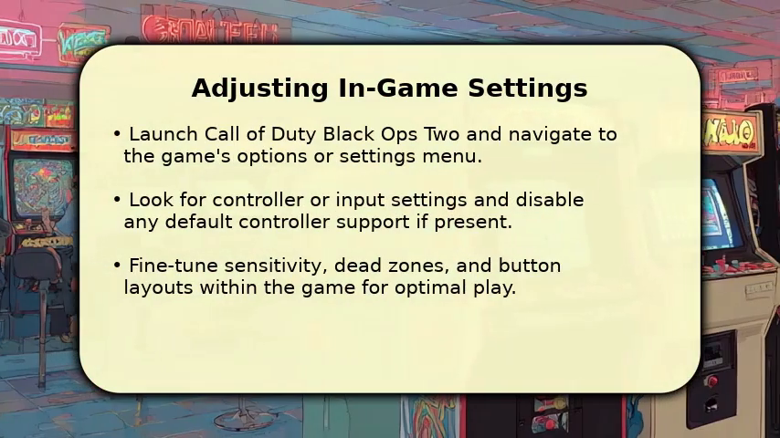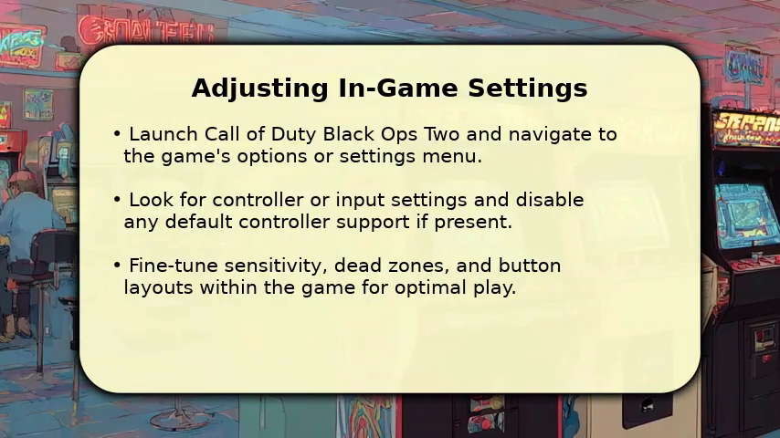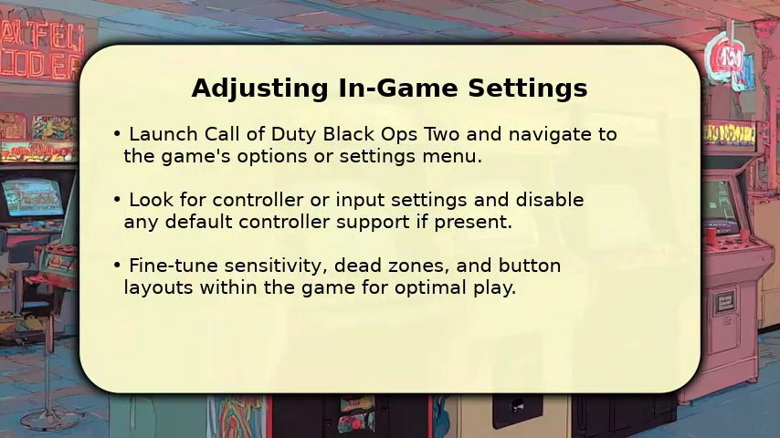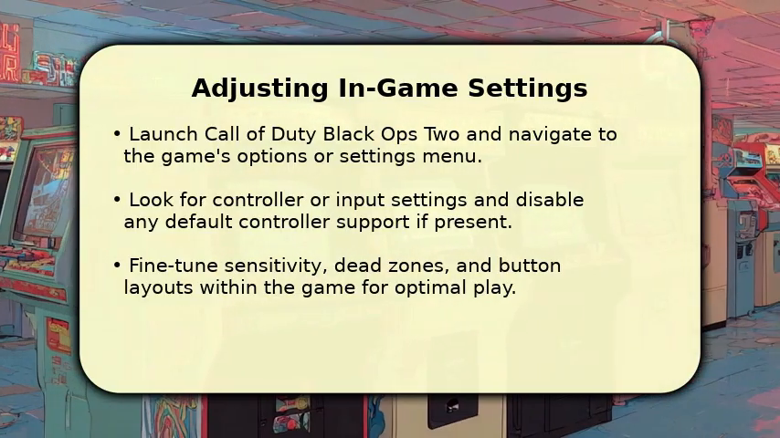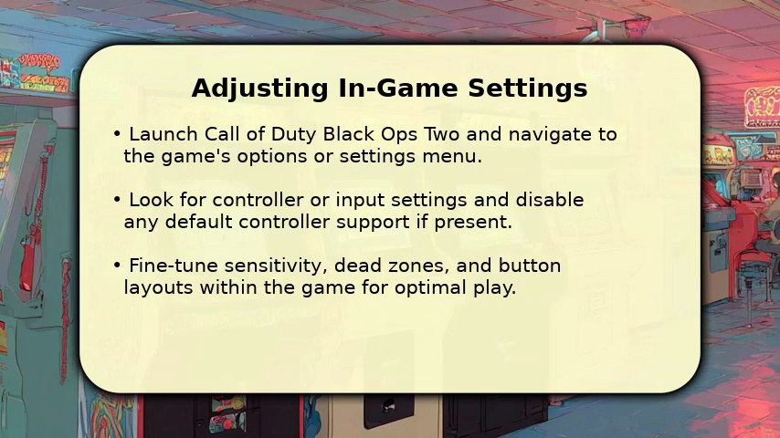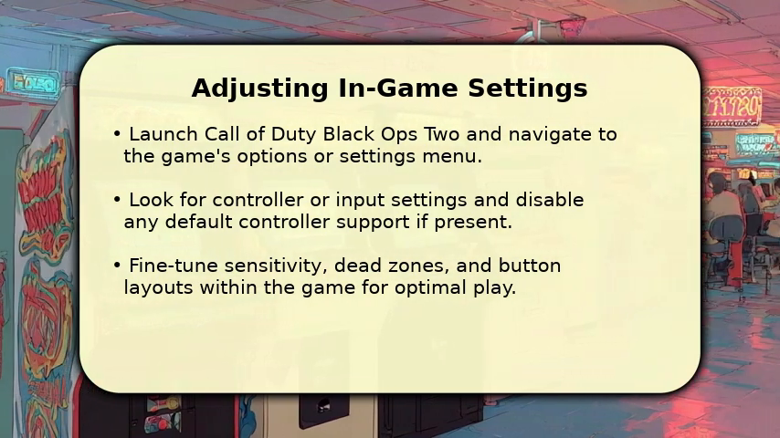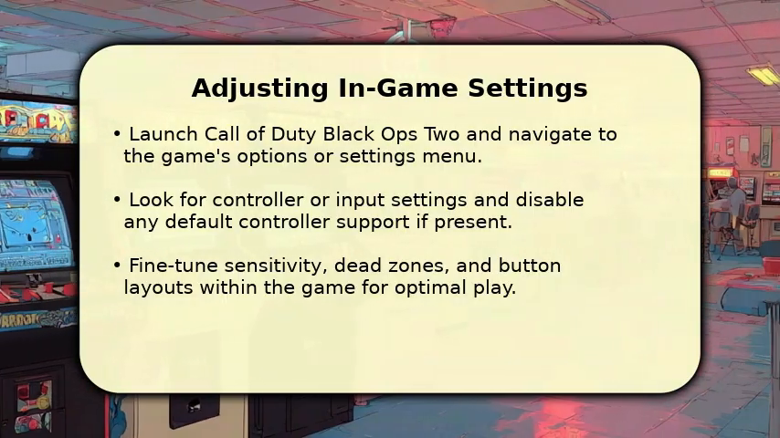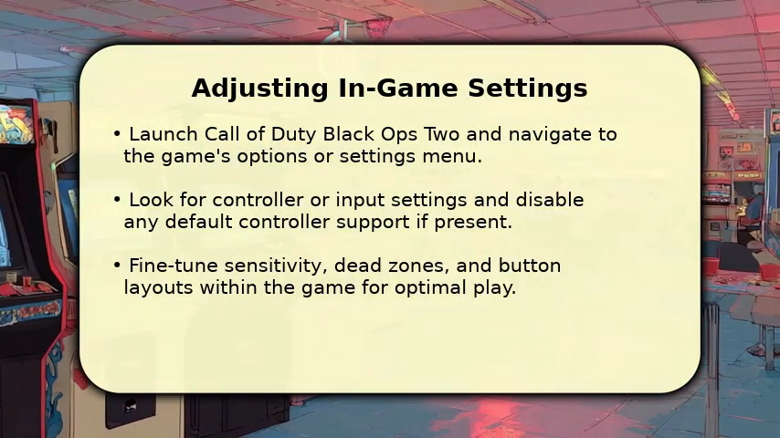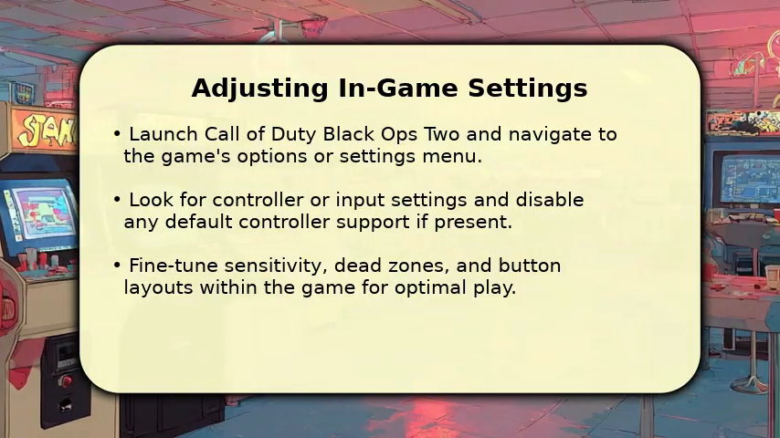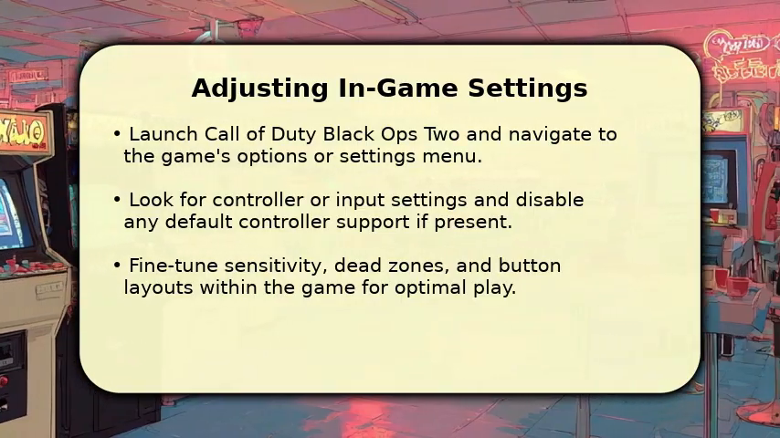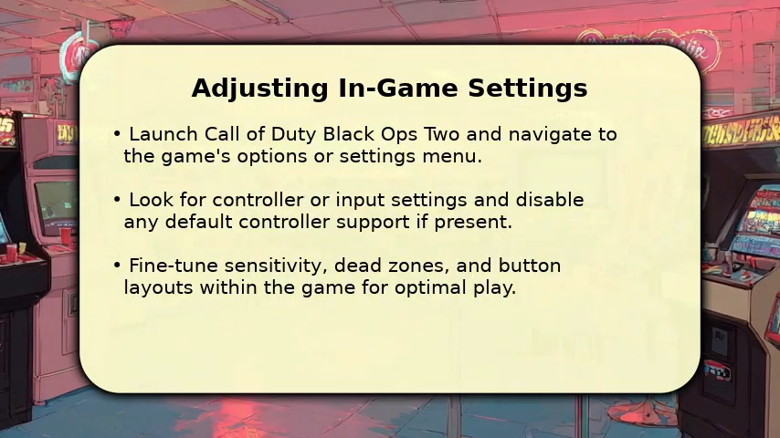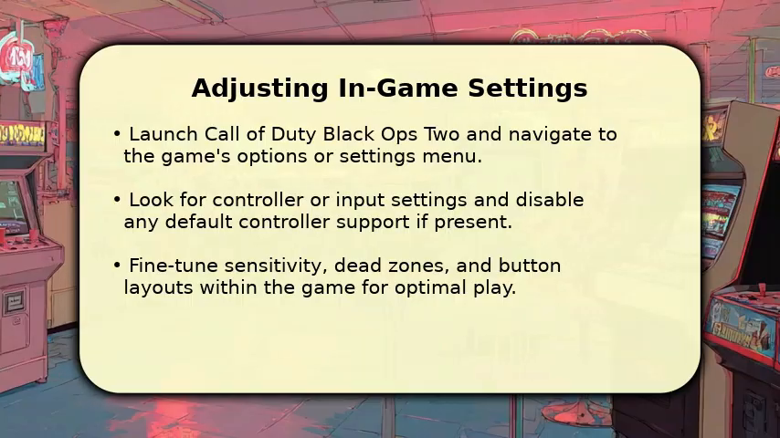With your mapping software configured, launch Call of Duty Black Ops 2. Navigate to the game's options menu, usually found under Settings or Controls. It's important to look for any existing controller support and disable it, as it might conflict with your custom setup. Then, take the time to fine-tune in-game settings such as sensitivity for aiming, dead zones for your analog sticks, and your preferred button layouts. These adjustments will significantly enhance your gameplay experience.